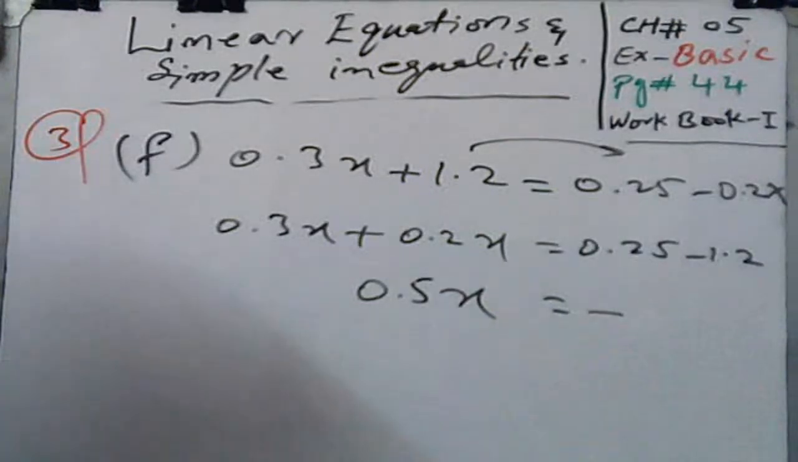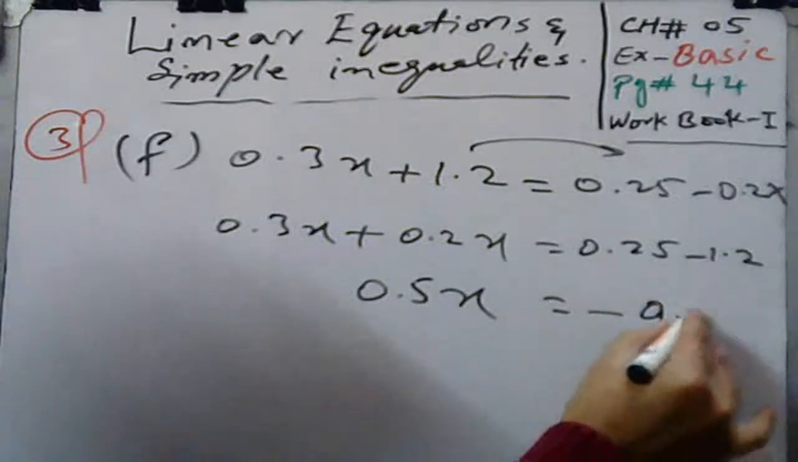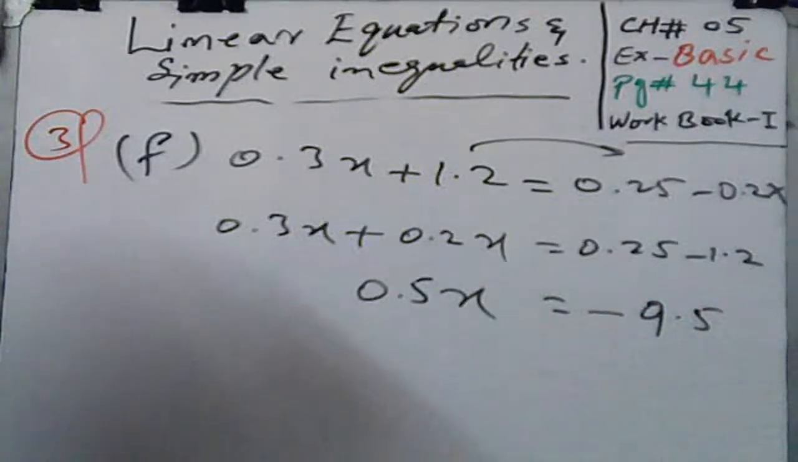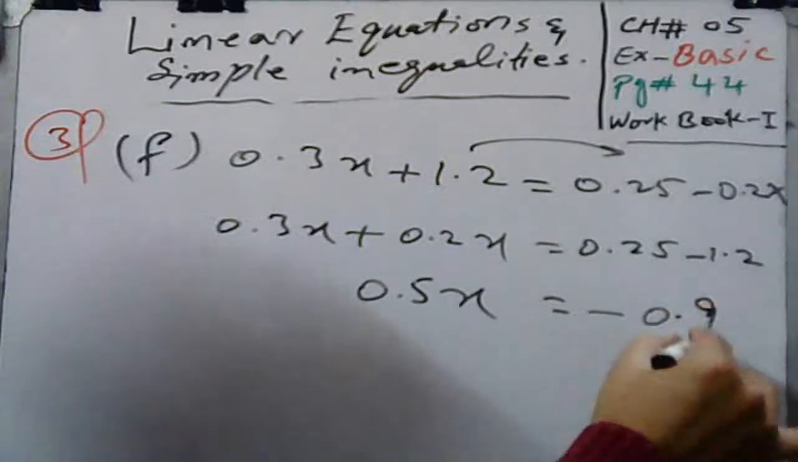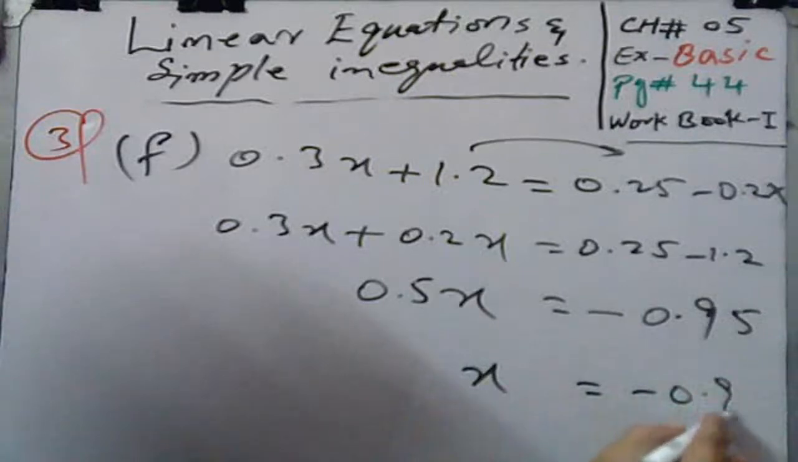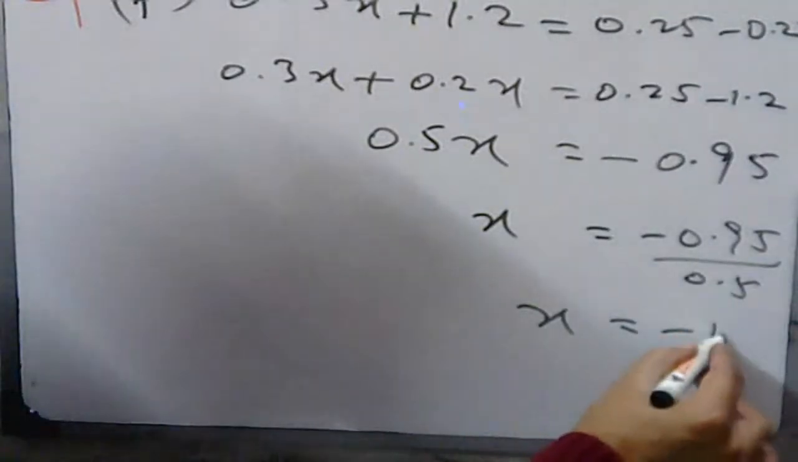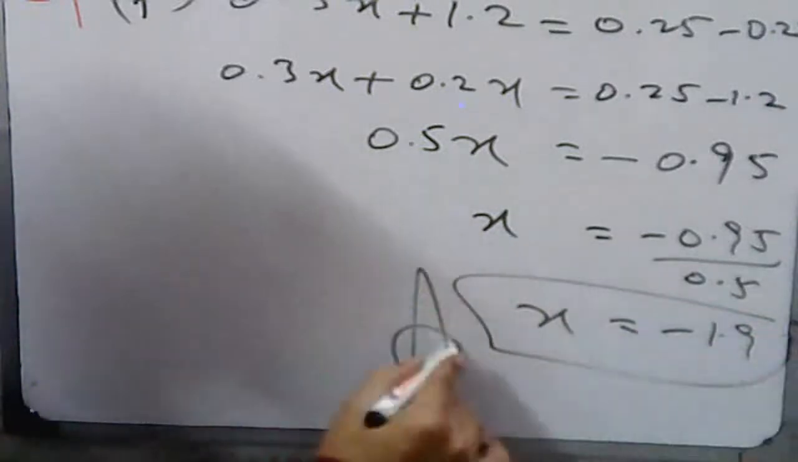So you can say 1.2 minus 0.25, you will get 0.95, with a minus sign. We need the value of x, so minus 0.95 divided by 0.5. So the value of x is minus 1.9, which is your required result.